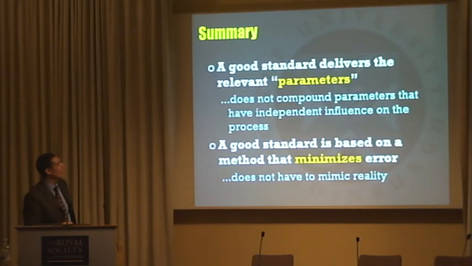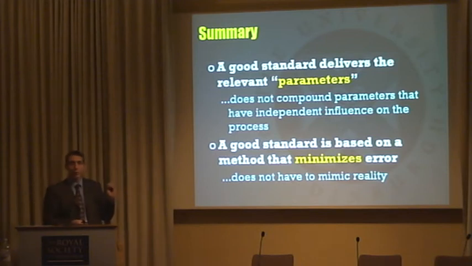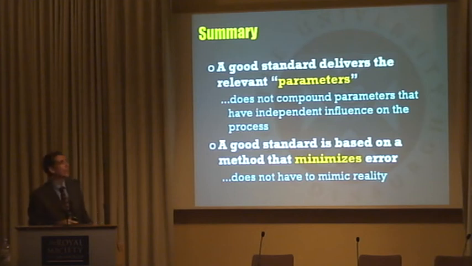So at the end of the day, a good standard for me delivers the relevant parameters. It does not compound parameters that have independent influence on the process. In this case, we have compounded K, rho, and C and put them together because they appear together as the relevant parameter. But if I try to compound K, rho, C, and T ignition into one single parameter, then I am mixing two things that are very separate in the whole process of ignition. So I cannot compound the two into one single index. I need to have the two independent things because they are two completely different things.